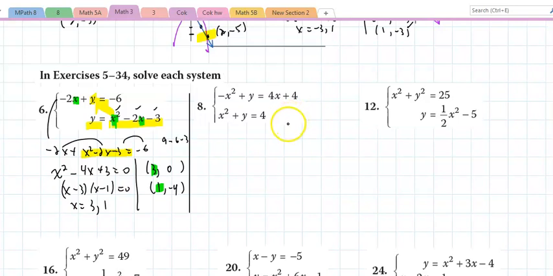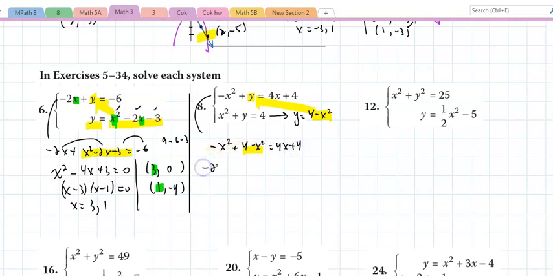It doesn't matter. I need to solve for a variable. I'm going to use substitution. So if I make it a habit of solving for one of those, let's say that one. It doesn't matter which one. If I say here that y equals 4 minus x squared, and it doesn't matter which variable you solve for, and plug it in there, wouldn't that top equation become negative x squared plus y? Well, y is actually 4 minus x squared. That's my substitution. Equals 4x plus 4.